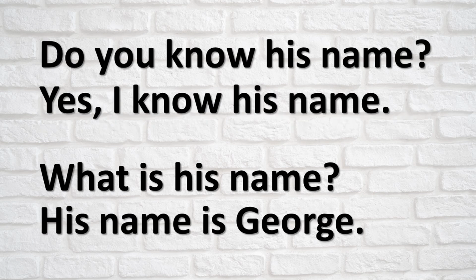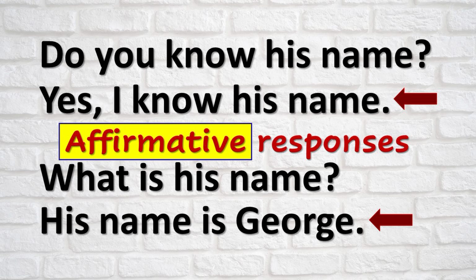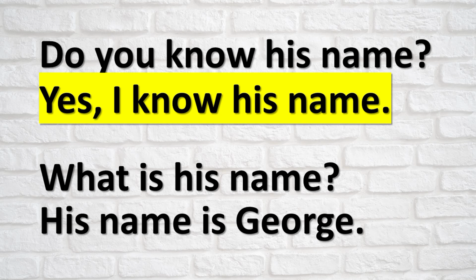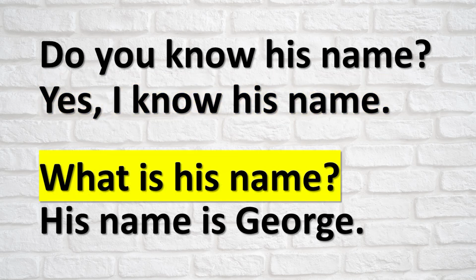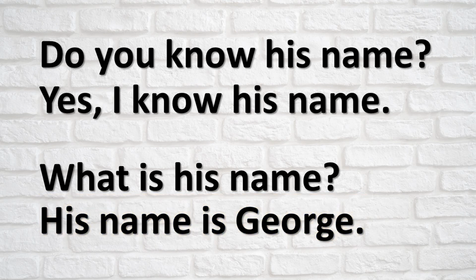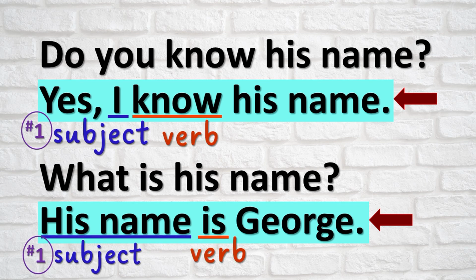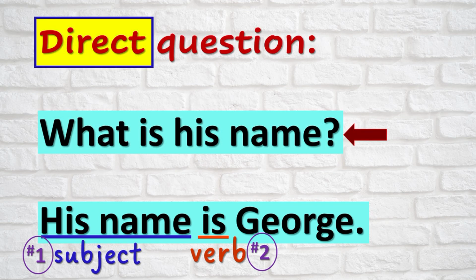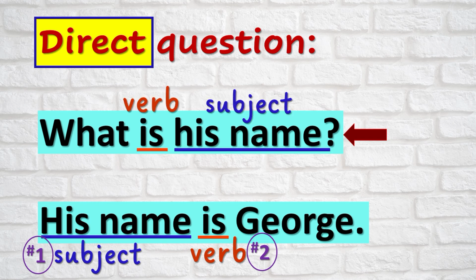Now look at these possible responses in the affirmative. Do you know his name? Yes, I know his name. What is his name? His name is George. As you can see, with the affirmative response, the subject is first and then the verb. Now, once again, look at this example of a direct question. Notice the positions of the subject and the verb. They are reversed.